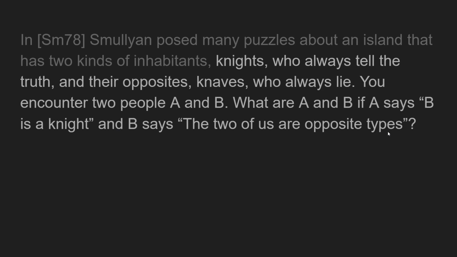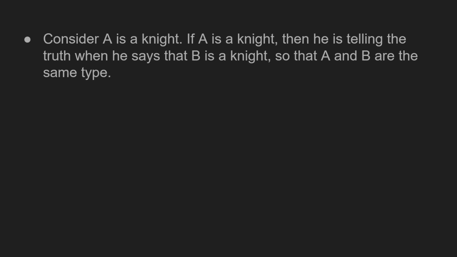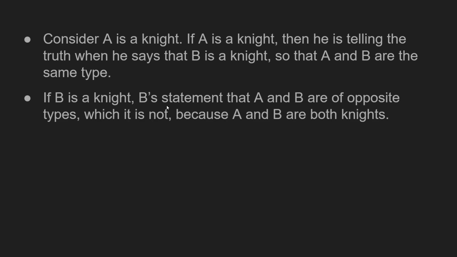Alright, let's see what happened. We will derive this in simple sentence logic. So consider A is a knight. If A is a knight, then he is telling the truth when he says that B is a knight. That means A and B are both the same type. Alright, both are knights. If B is a knight, B's statement that A and B are of opposite types should be true, which is not, because A and B are both knights.